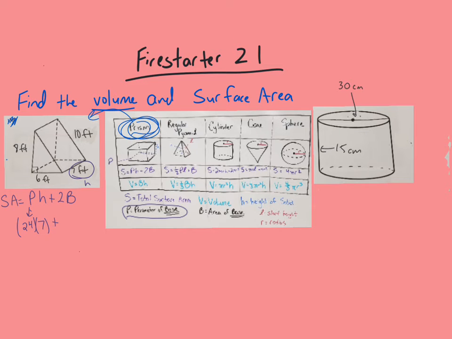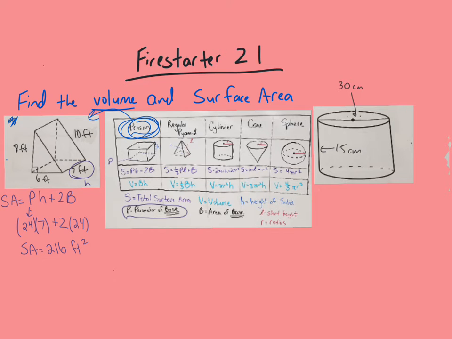Plus 2 times the area of the base. Well, the area of the base is 1/2 times 8 times 6. So it's 24. So I have 24 times 7 plus 48. Because 2 times 24 is 48. So my surface area is equal to 216. Remember, it is square feet.